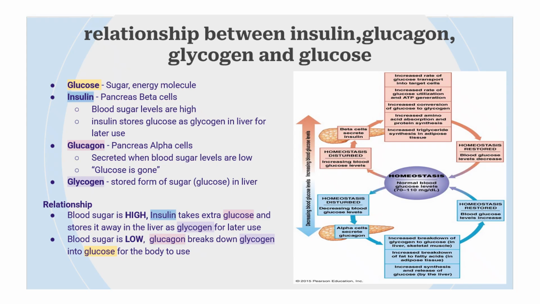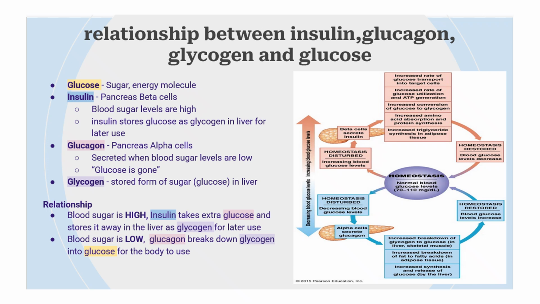Okay, now understanding the relationship between insulin, glucagon, glycogen, and glucose. So let's just start off with the definitions. Glucose is that sugar energy molecule. Insulin is going to be produced by the pancreas, by the pancreatic beta cells, and that's going to be released when blood sugar levels are high, and insulin is going to decrease those blood sugar levels because it's a hypoglycemic hormone, and it's going to store glucose as glycogen in the liver for later use.